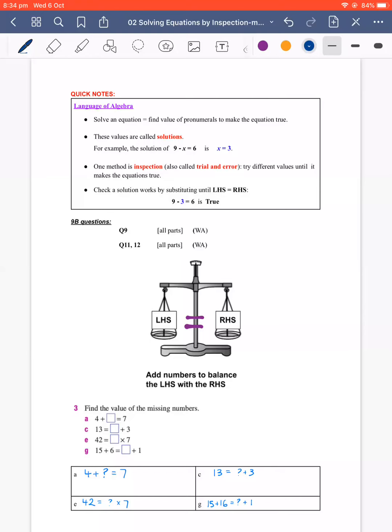Welcome to your walkthrough video of the questions. These should be relatively straightforward, but this is just to help you out and give you maybe a couple of little strategies that you can use, particularly for this method where we're using inspection.